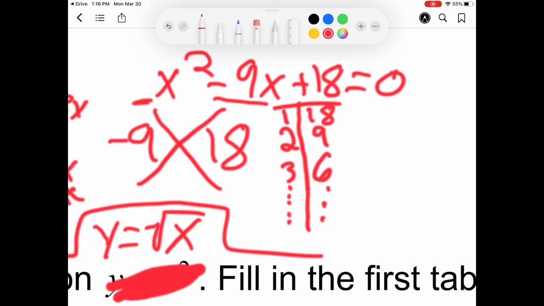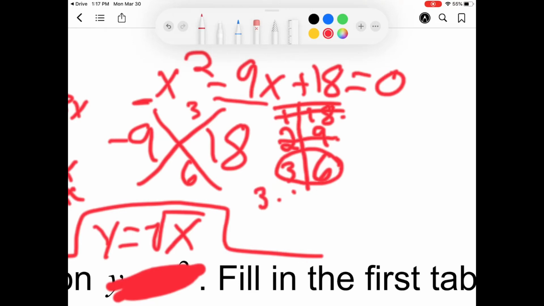But in this table, I am looking for one pair of numbers that can also add or subtract to give me 9. Well, can 1 and 18 add or subtract to give me 9? No. Can 2 and 9 add or subtract to give me 9? No. Can 3 and 6 add or subtract to give me 9? Yes. So 3 and 6 are going to be my magic numbers. Now, I want to say, okay, I have 3 times 6 to give me positive 18.